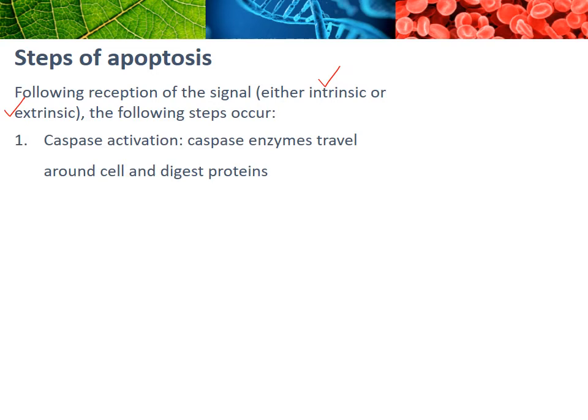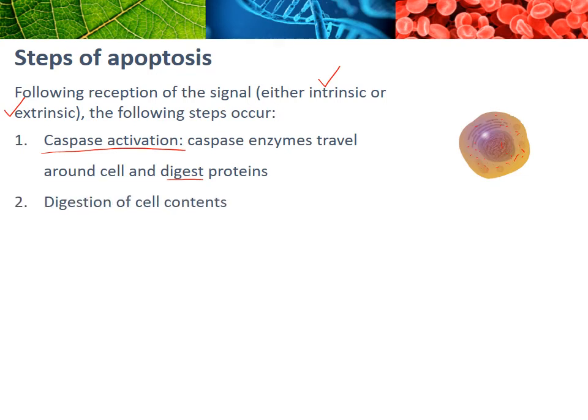So once the signal is received, the caspases are activated. And that's what we just went through on the last two slides. So we switch on these caspases, and they will start moving around the cell and digesting proteins. So they're basically breaking up the contents inside the cell. We might have thousands of these little caspases moving around and starting to break apart the proteins.